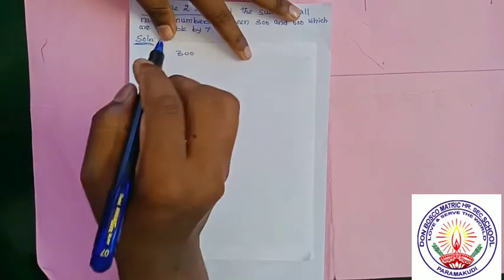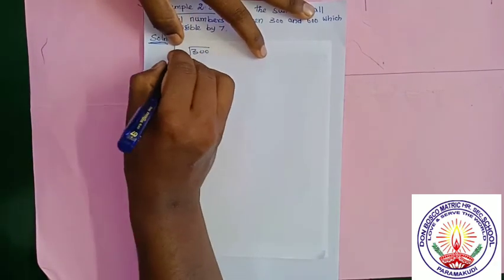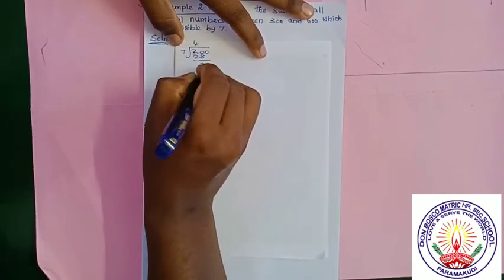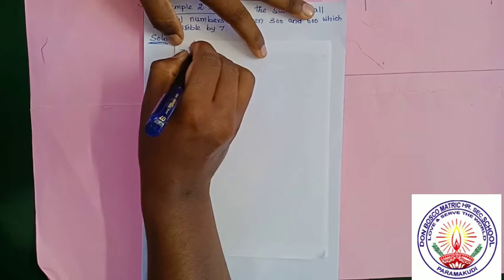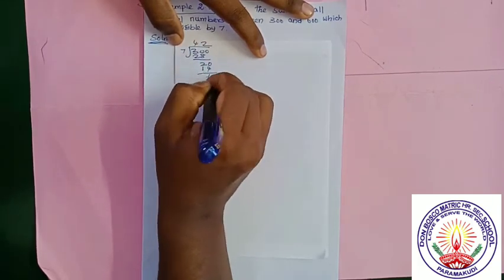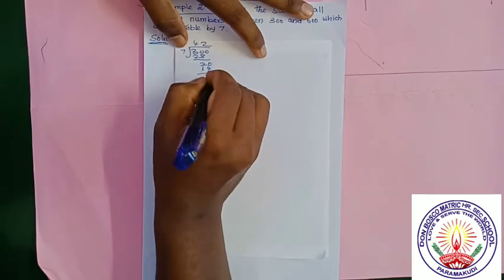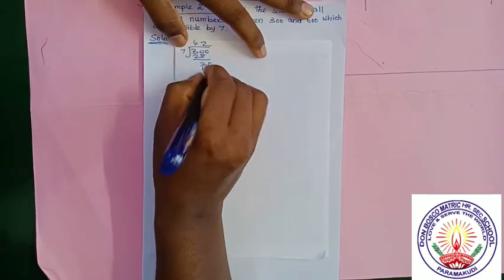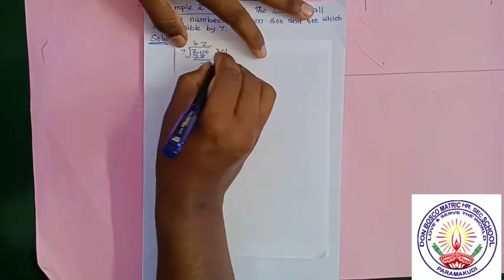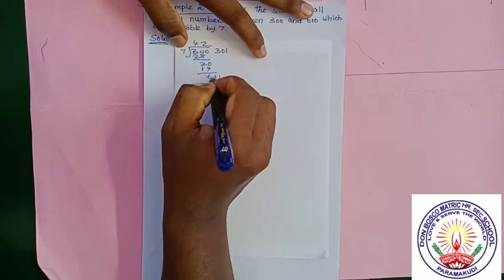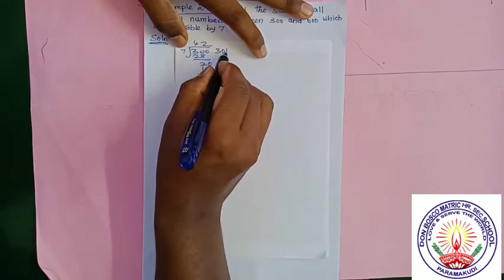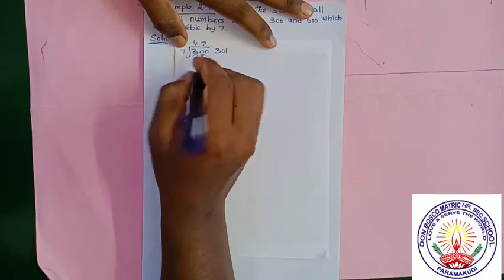Take 300, divide this number by 7. 4 7s are 28, remaining 20. 2 7s are 14, remaining 6. So if you add 1, you will get 7. Since it has remainder 6, if you add 1, it will become 7. So 301 is the next number divisible by 7.